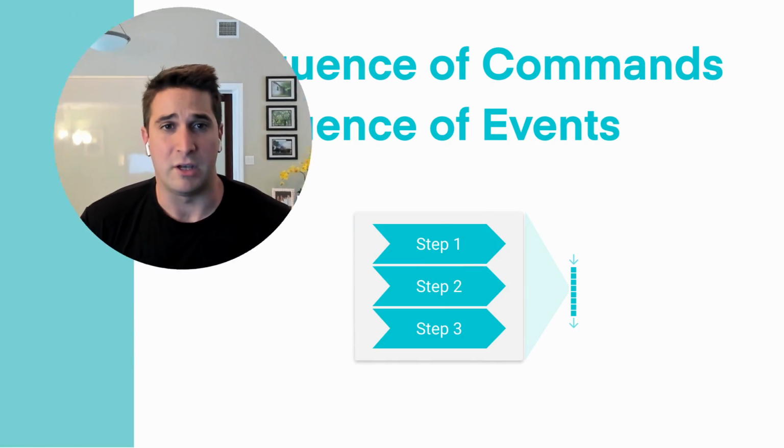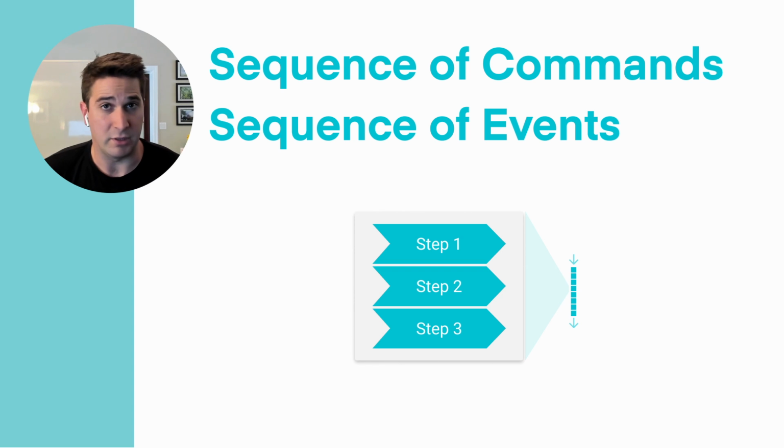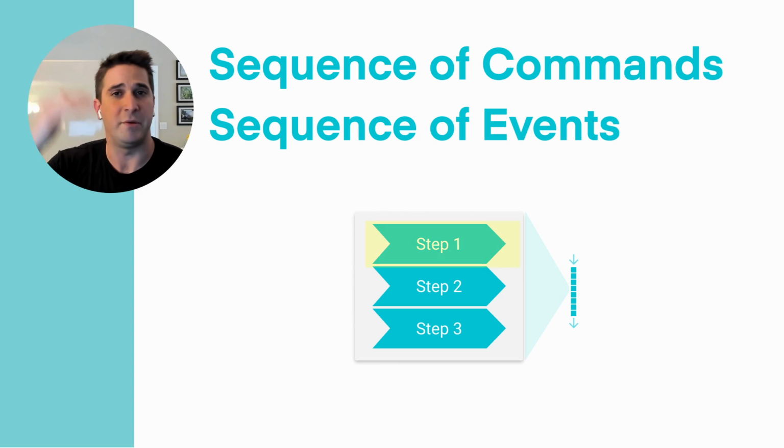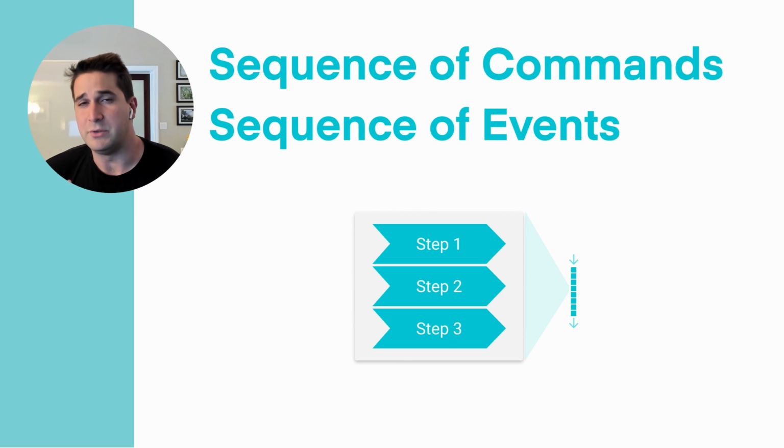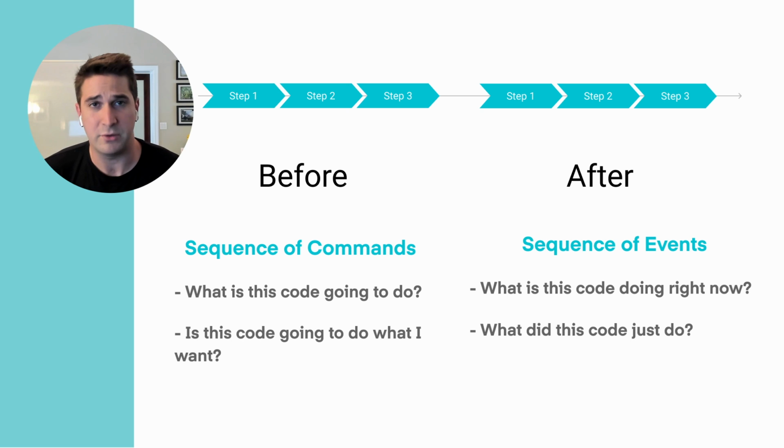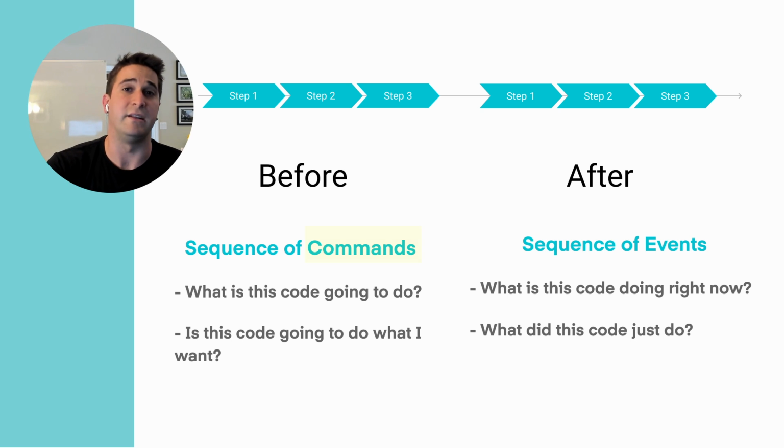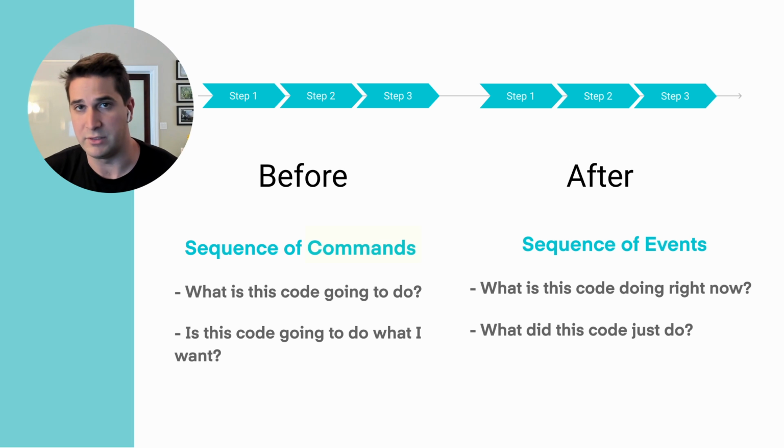A typical piece of software code might have many separate lines of code, typically numbered from top to bottom, 1, 2, 3, 4, 5, and so on. And when thinking about the sequence, you want to at least look at it from two different perspectives. The first is if you're reading or writing the code before it's run, then you can think of each line as a command that will be called at some point in the future. If you're looking at the code after it runs or while it's running, you can think of each line as an event that has just happened.